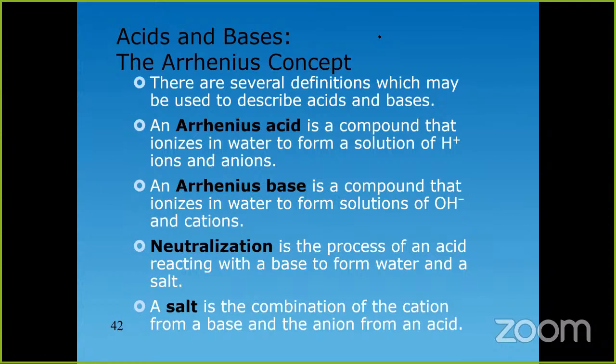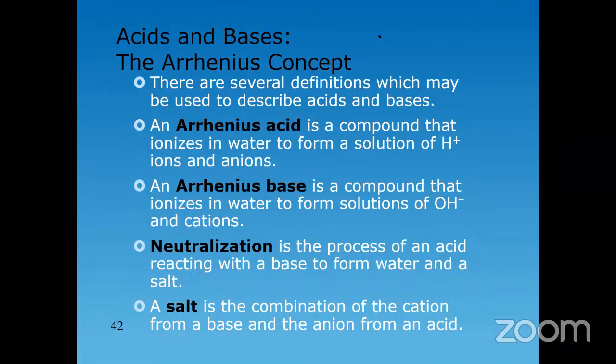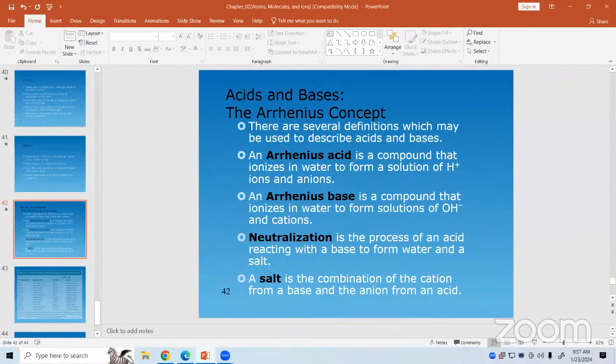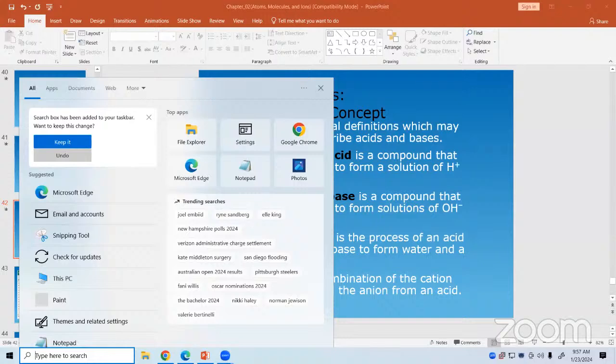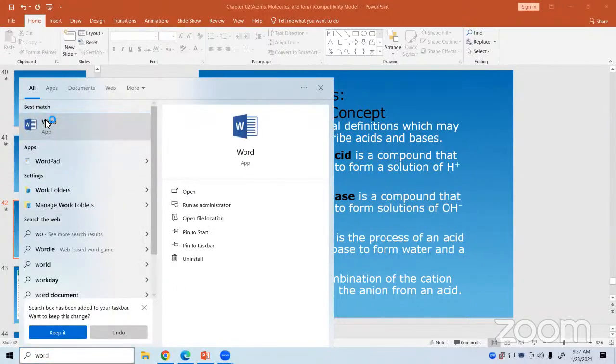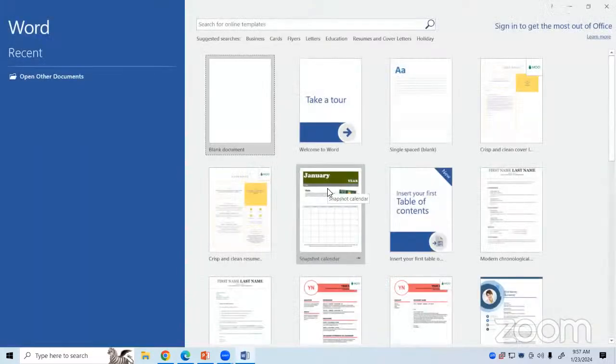So just to give you an example or two, let me get out of this here. And let me see if I can pull up Word. Right on.